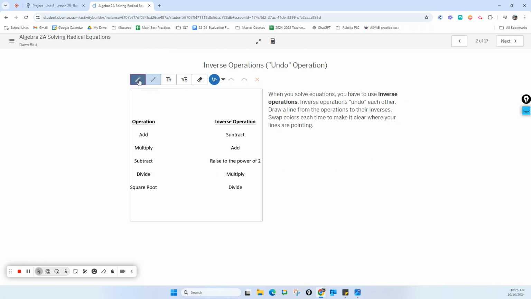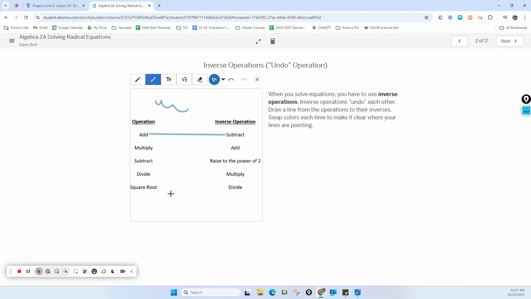So here we can see we have some tools of a pencil where we can write things. We have a connector tool. And then we also have math type where I can type in an equation. But according to these directions, we're going to draw a line from the operations to their inverses. So I'm going to use the line tool according to these directions. So I'm going to start at adding, and then here is where you would draw the line to its inverse operation, which is subtraction. So all of the work that you do, all of these lines, anything that you write on these slides will be saved for your teacher to view.